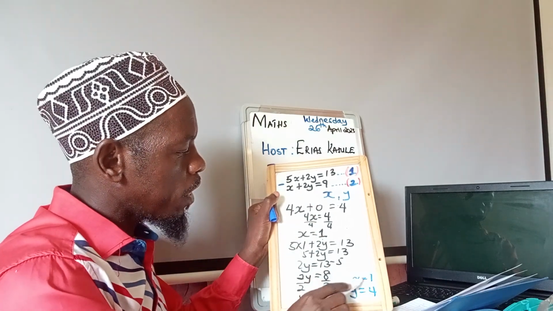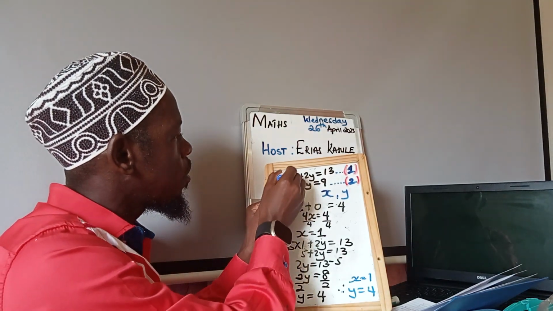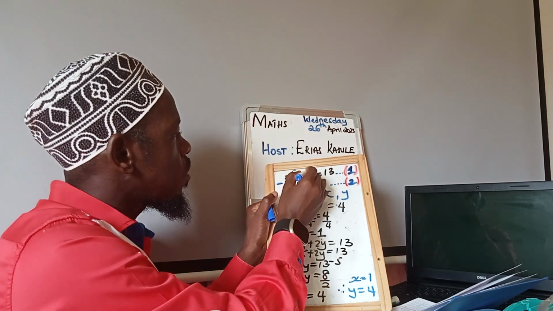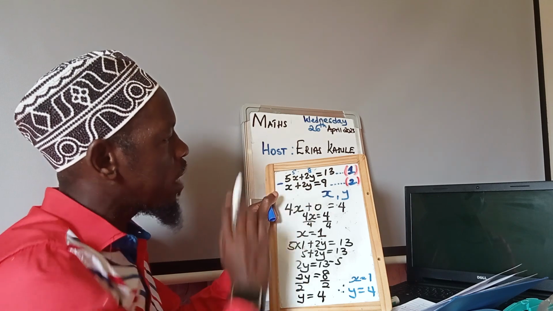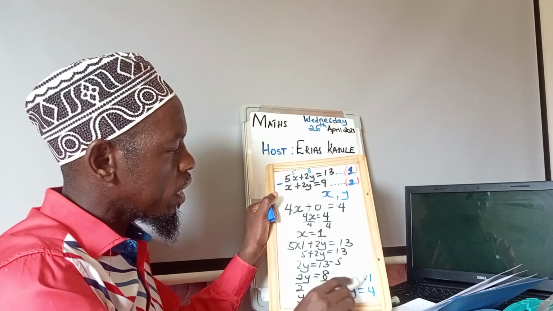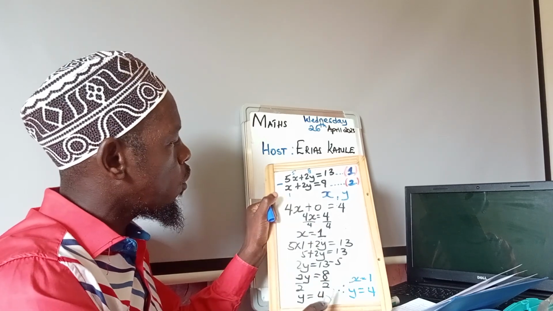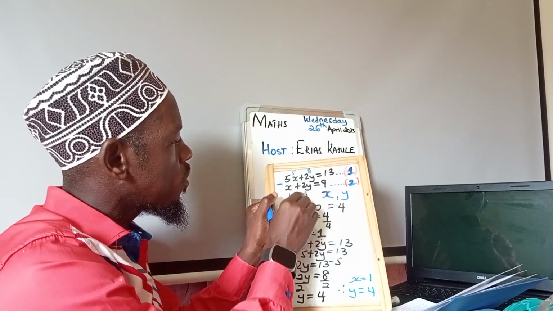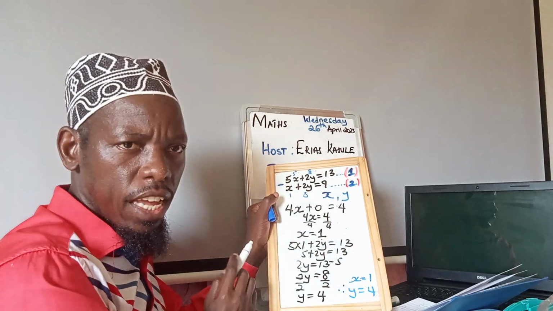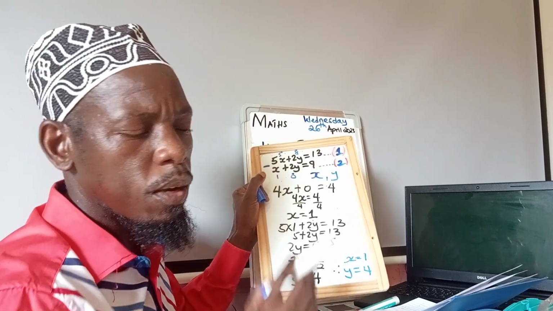So if you check, if x is 1, 5 times 1 will give us 5. If y is 4, 4 times 2 is 8. And 5 plus 8 will give us 13. If you check the second equation, x is 1, that will be a 1. y is 4, 2 times 4 is 8. And when I add 1 plus 8, I'll get 9. So that one is what we call the elimination method.